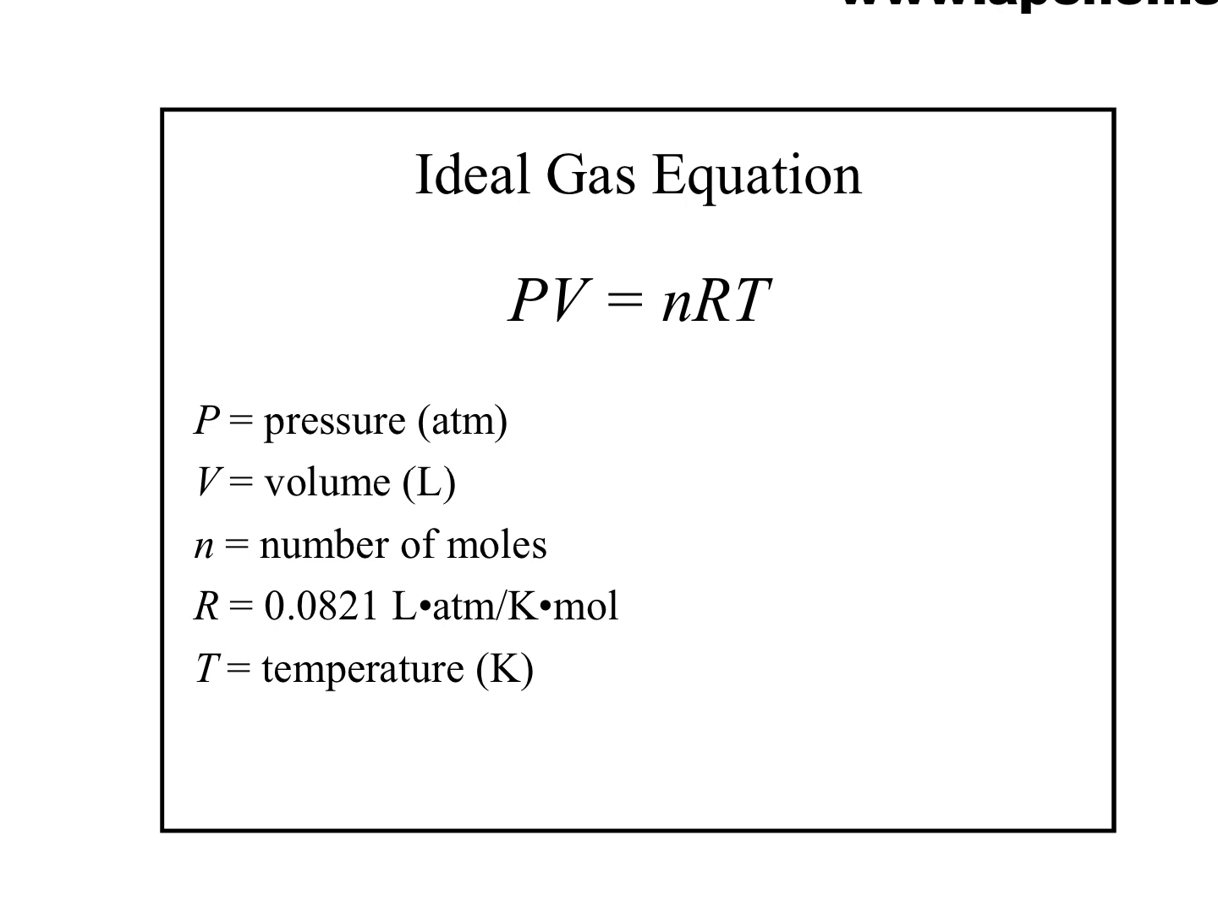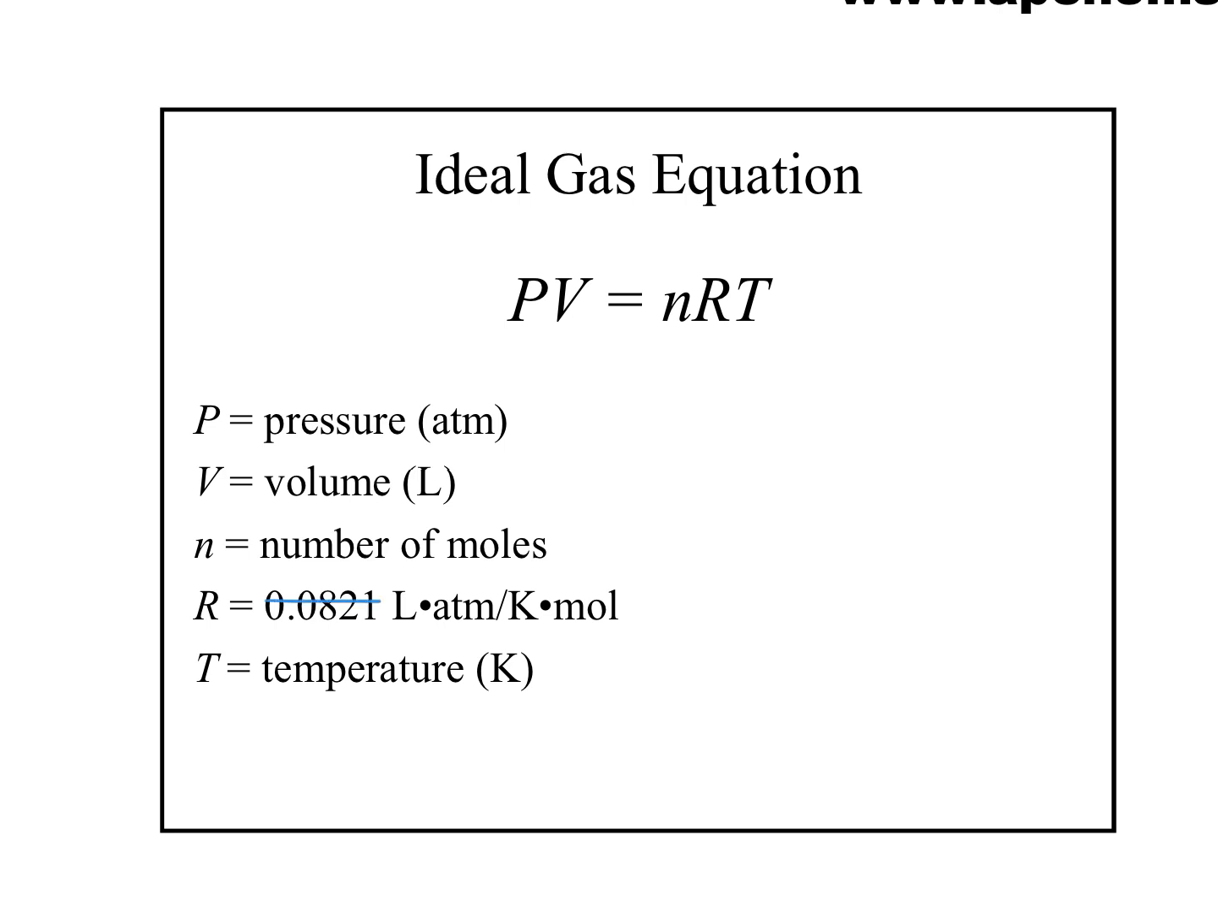Okay, so here is our ideal gas equation. PV equals nRT. So P is the pressure in atmospheres. It's got to be in atmospheres. I'll tell you why. V is in liters. That's our volume. n is the number of moles. And then R is a constant that was experimentally determined. There are different values of R, and it just depends on what units we're in.